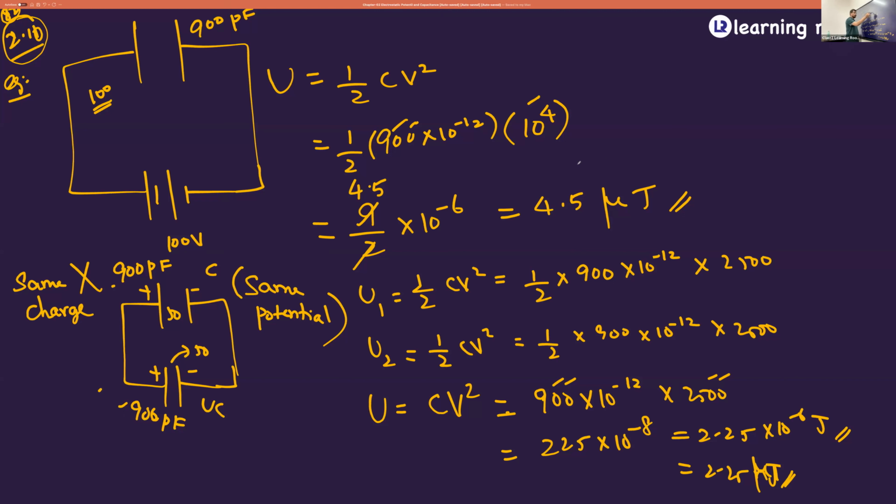Listen to this carefully. Initially, the energy was 4.5 microjoule with only one capacitor. After you took this capacitor and connected it to another capacitor, the total energy of the system itself is becoming 2.25 microjoule. So it has exactly become half the initial value. Where did we lose that energy? Obviously, when the charge is getting transferred from one capacitor to another, there is charge flowing through the wire. So energy will get dissipated in the form of heat.